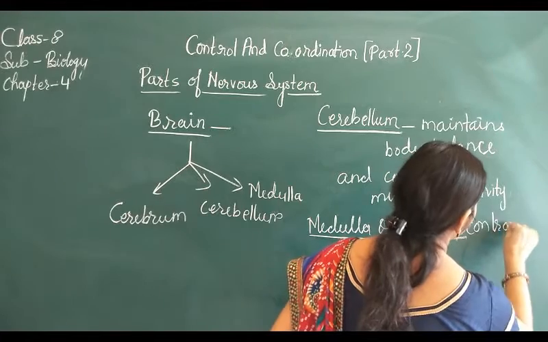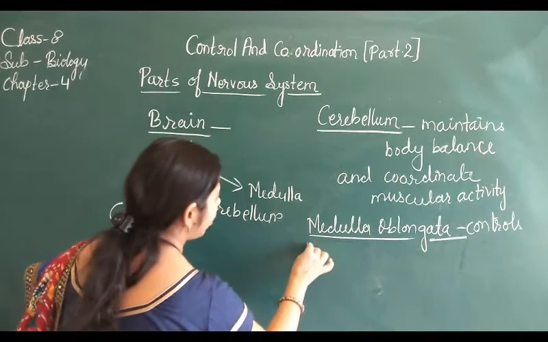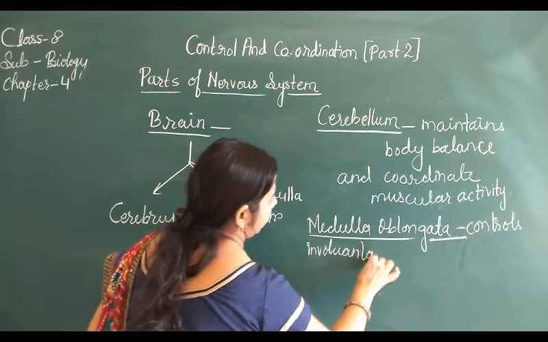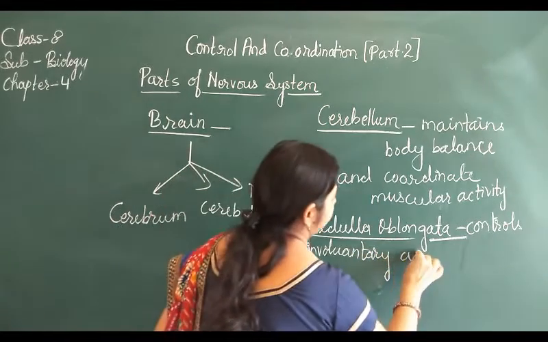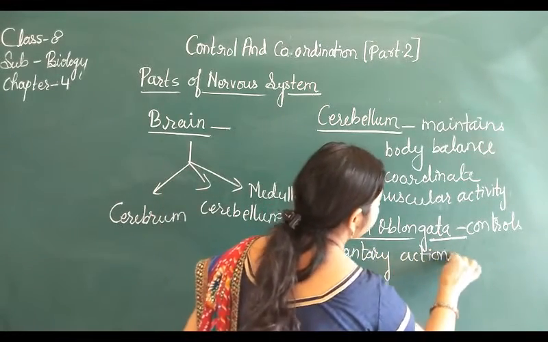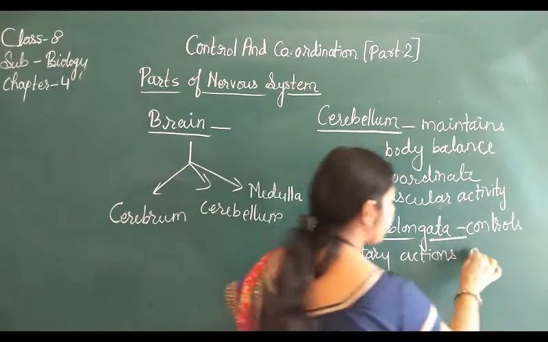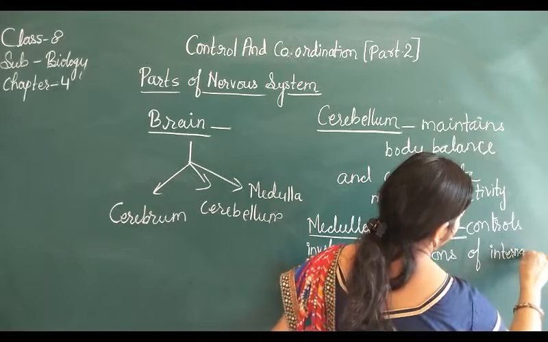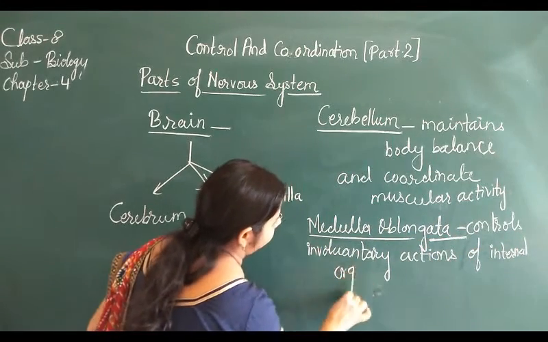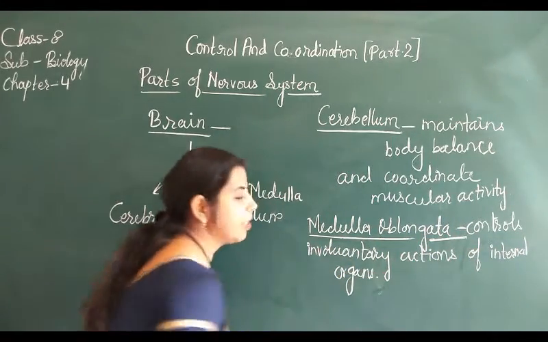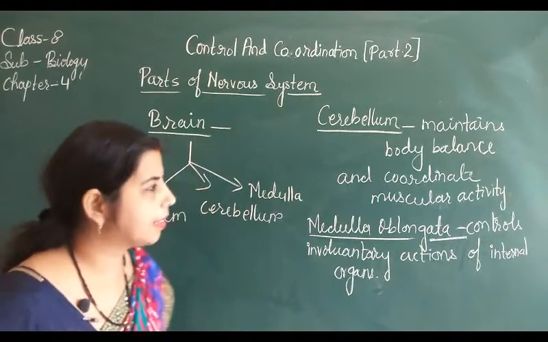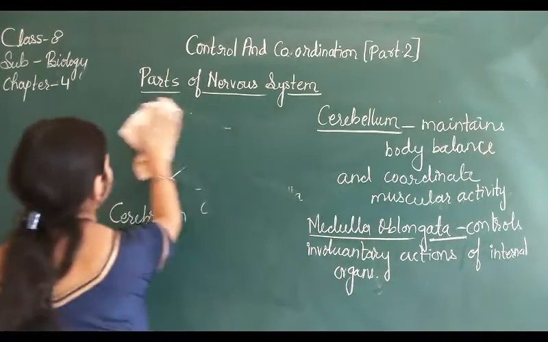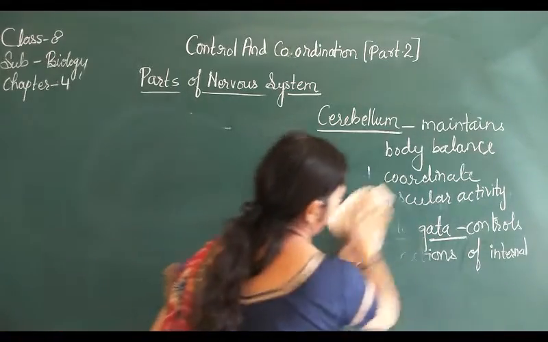It controls involuntary actions. और कहाँ के कंट्रोल करते हैं, it controls involuntary actions of internal organs. Just like breathing, peristalsis, digestion, extrusion, these types of work are controlled by the medulla oblongata.